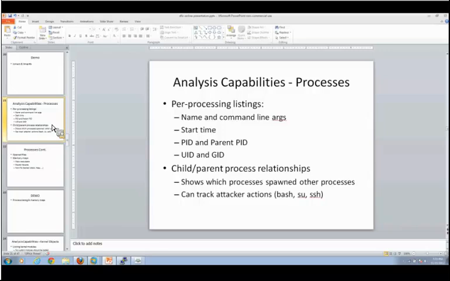And this is interesting because you can see if someone comes in over SSH, then its child process is going to be bash. And if someone's running a backdoor on the system, its parent's going to be that bash shell. You can follow the path of attackers by looking at these plugins. And that's something we're going to do in a minute.